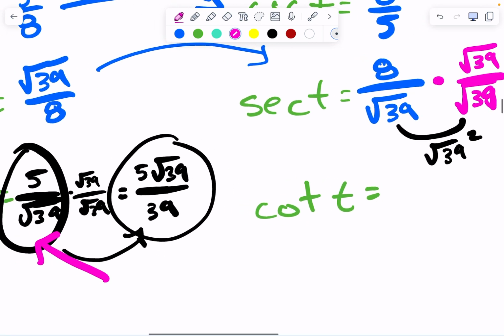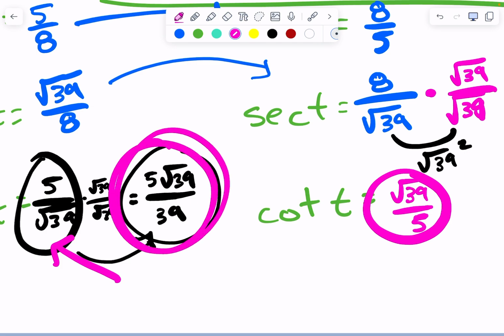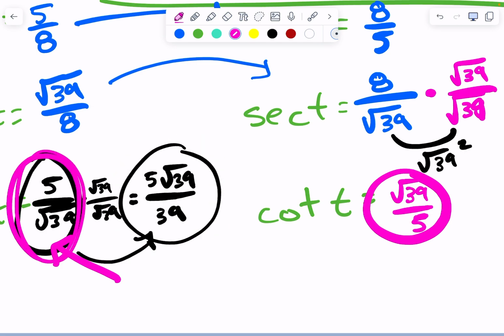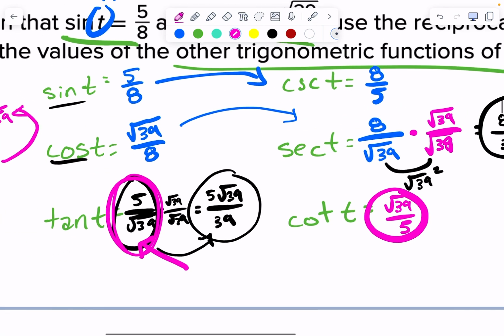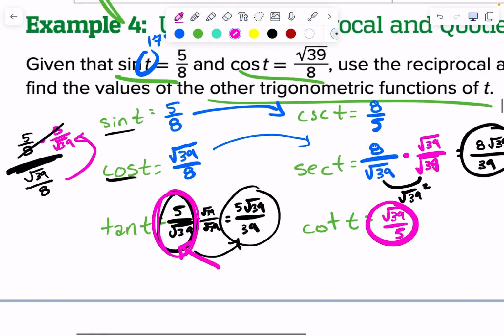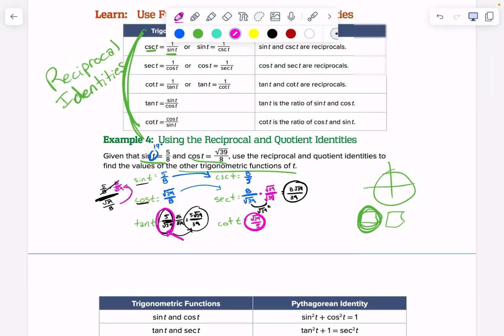If you flip this, what does it become? Square root of 39 over 5. I don't have to rationalize anymore. So don't flip this one around, it's ugly. Flip the original one around. Make sense? That's what cotangent is. And you don't have to rationalize cotangent because the square root's on the top. These are ugly numbers, but this is just part of it, okay? All right, good?